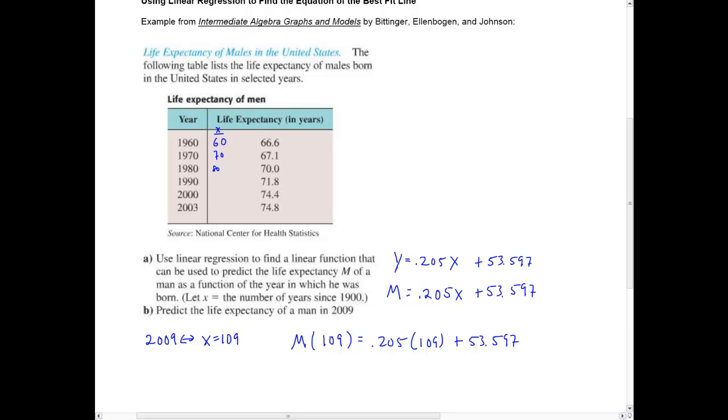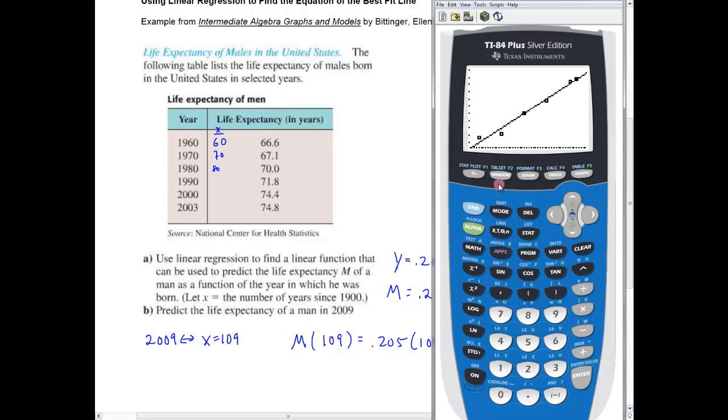We can do that on the calculator. Notice my window only goes out to 107, which is like 2007. So let me extend that a little bit. Let's take it out to 120. I probably need my y's to go up a little bit, so let's put those up to 90. I can leave the y scale; that's close enough.